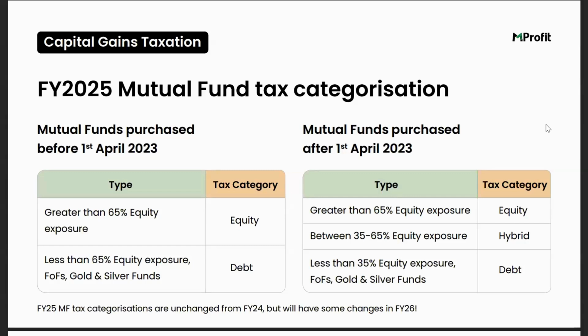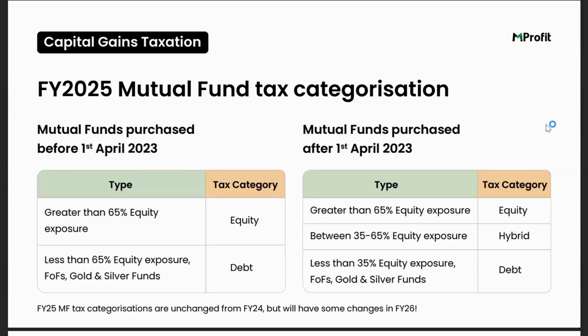If the exposure is greater than 65% in equity listed stocks, the category will be an equity mutual fund. If the exposure is anywhere between 35 to 65% for equity stocks, the category will be that of a hybrid mutual fund. And if the exposure to equity is less than 35%, if it is a fund of funds, or if it is a gold or a silver fund, it will be categorized as a debt mutual fund.